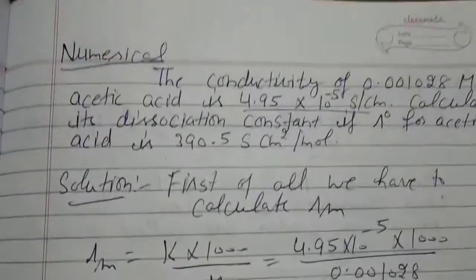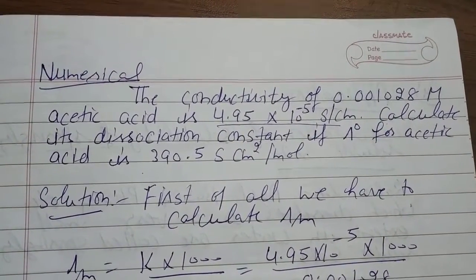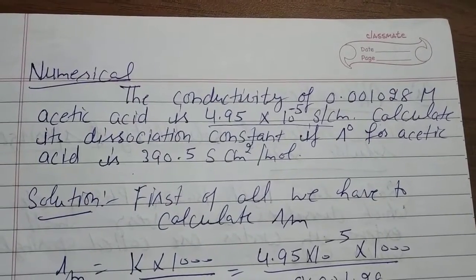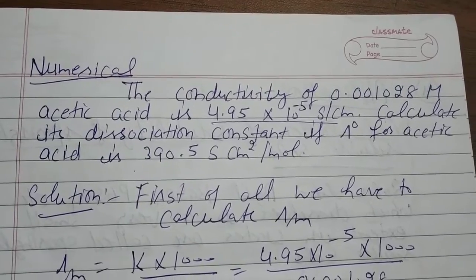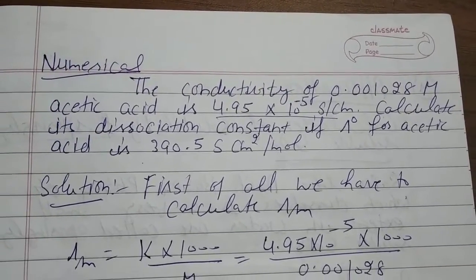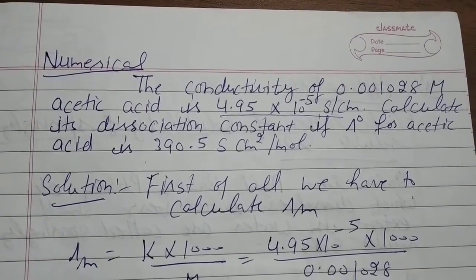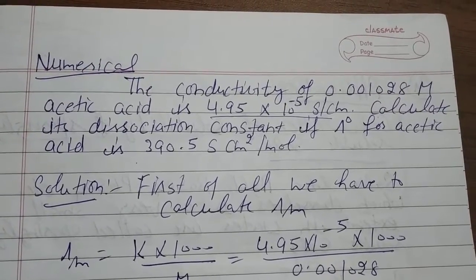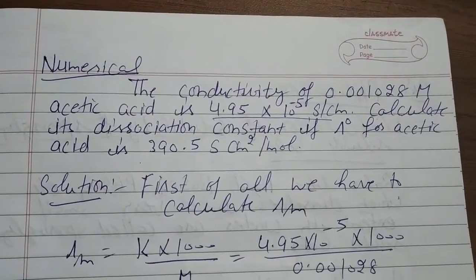We have a numerical. The conductivity of 0.001028 molar acetic acid is 4.95 into 10 raised to power minus 5 Siemens per centimeter. Calculate its dissociation constant if lambda naught for acetic acid is 390.5 Siemens centimeter square per mole. It means lambda naught, limiting molar conductivity, is given.